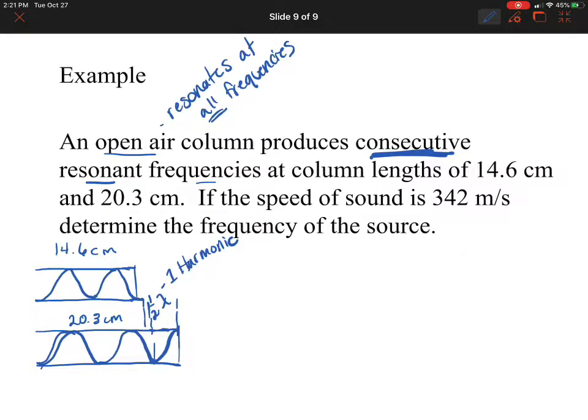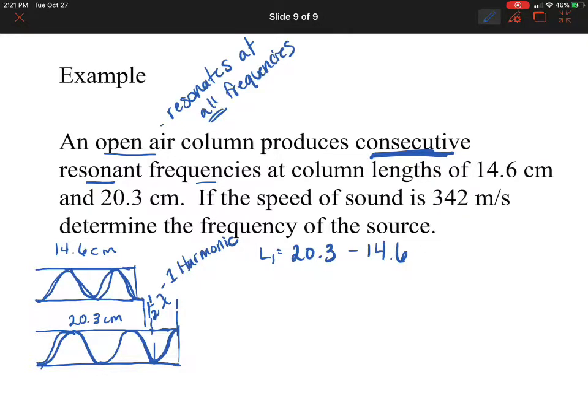So if I'm looking to get the length of the pipe, well, again, I don't know how many waves are in here. It could have been like that, but it could have been way different, right? So I know the length for the first harmonic, at least. If I wanted that, I can just subtract them. I can do 20.3 minus 14.6, and that's going to give me the length that I would need for at least the first harmonic.